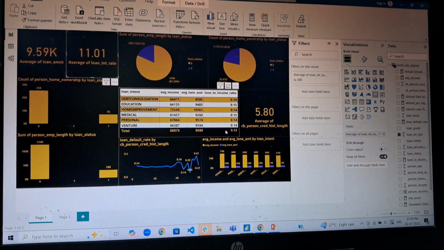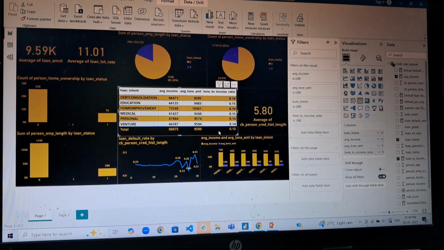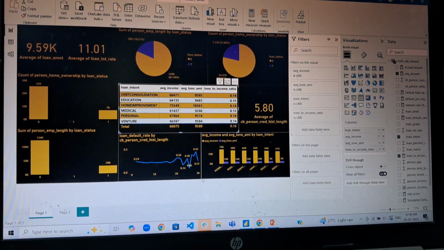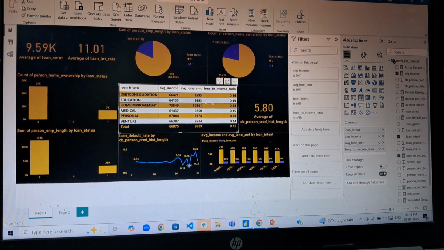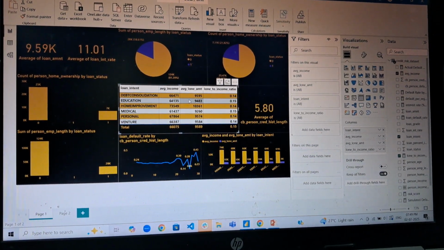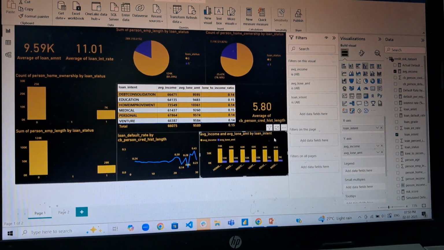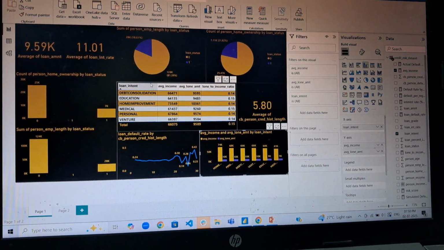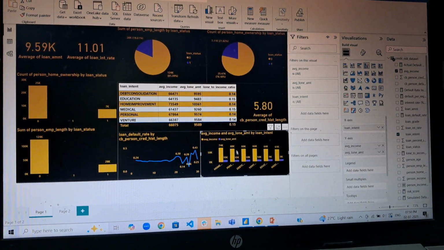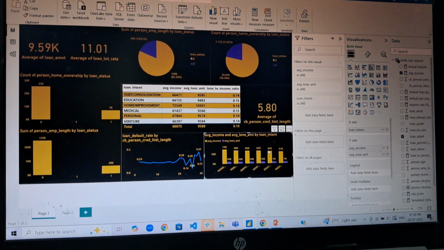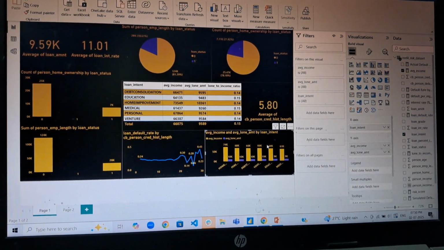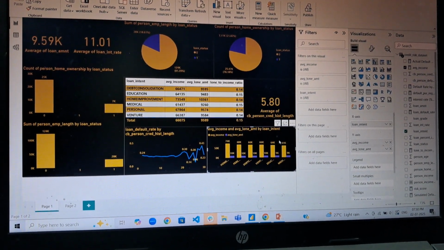We have used a slicer and a table for this, to indicate the column and ratio analysis, average income and average loan amount. And we have used a clustered bar graph to show all the loan intents, and how much average income and average loan amount each loan intent has respectively.